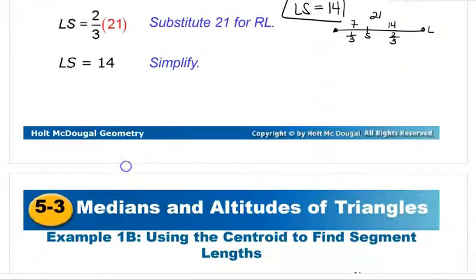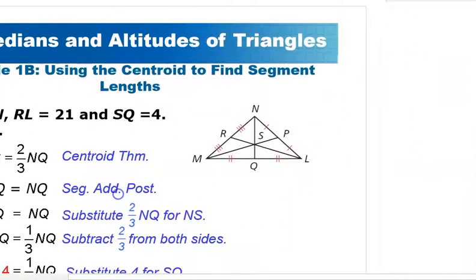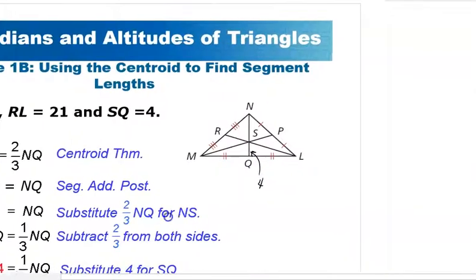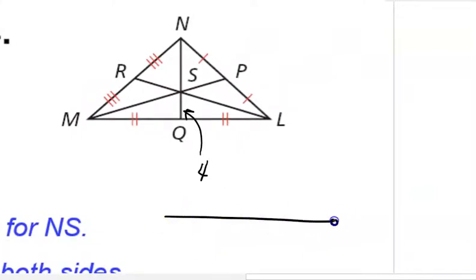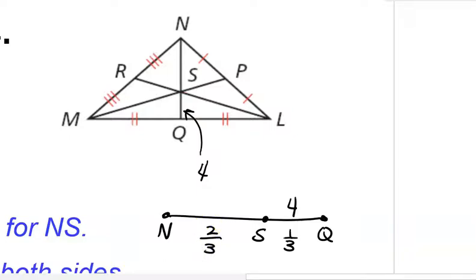Okay, let's do another one. So this one, we have 21 again, SQ is 4, and we're trying to find NQ. Okay, so let me draw my little line here. So this is N, S, Q, and SQ appears to be the 1/3 part because it's smaller, which means that this is the 2/3 part. We're trying to find NQ.